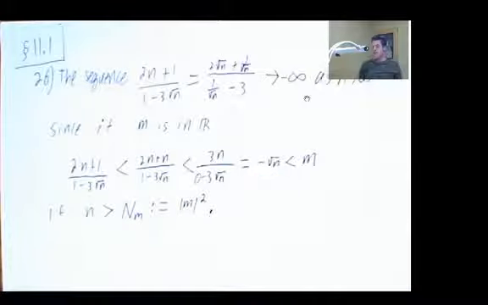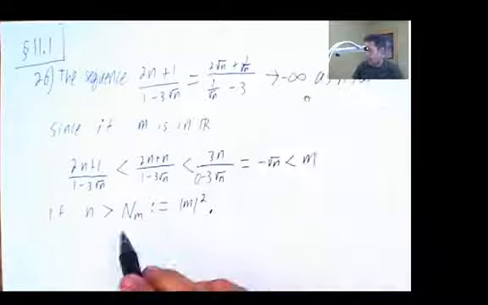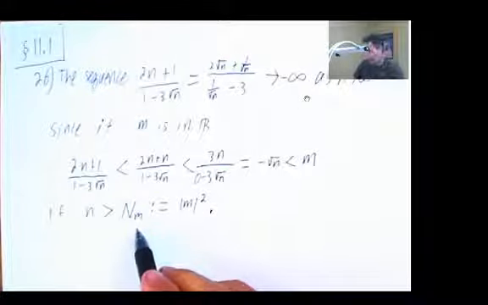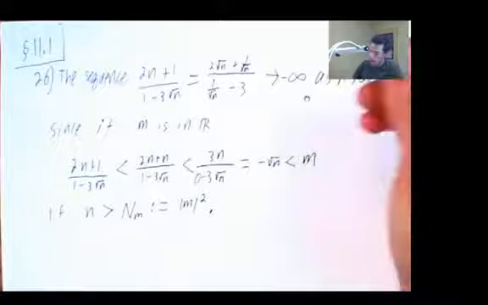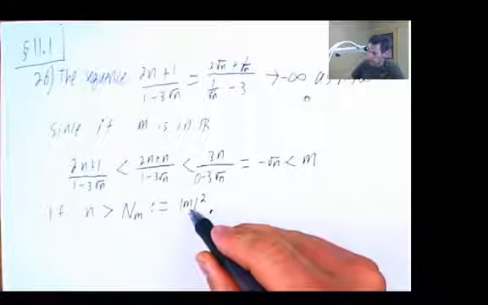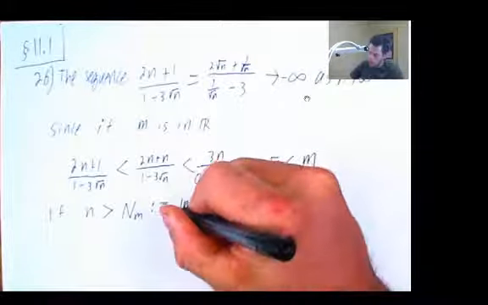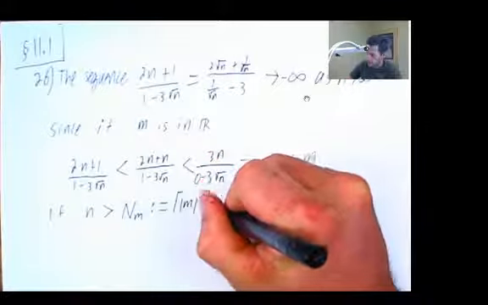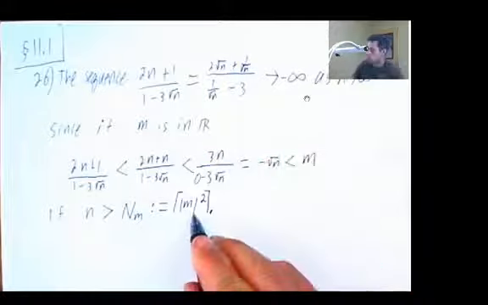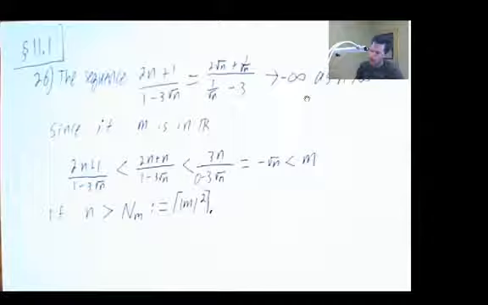So indeed there is some integer N sub m. Now, once again, the way I've defined it here might not be an integer because we didn't say that m was an integer. So what I'll do is add in the ceiling function. After I square the absolute value of m, I apply the ceiling function to get the next biggest integer.